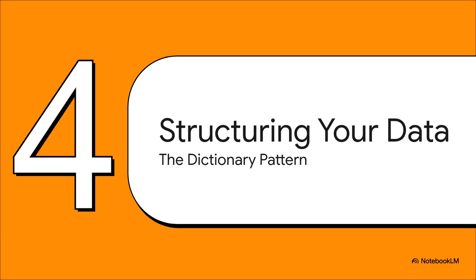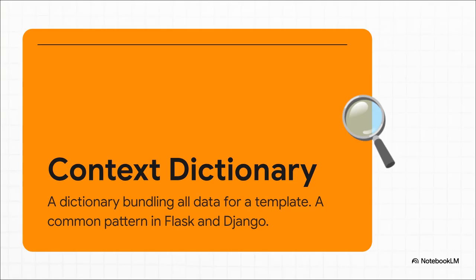All right, so we've landed on the dictionary as the champion for related data. Let's actually lock this in as a best practice, a solid pattern you can just grab and use in your own projects. This pattern is actually so common and so useful, it has a name. It's called the context dictionary. The whole idea is simple. You just group all the data that your template needs into one main dictionary, which you very often just call context.